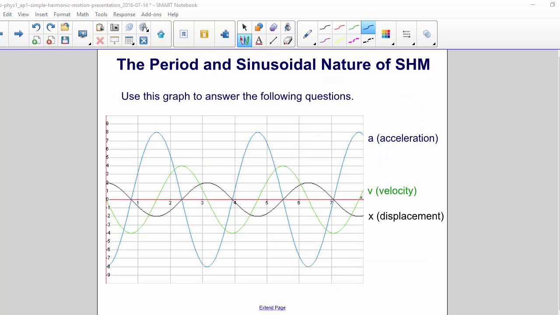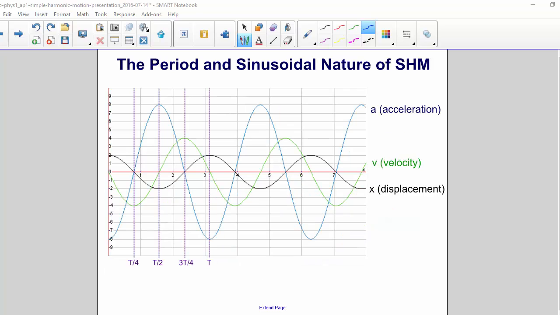Next, you're going to use this graph to answer the following questions. Here it is with a quarter of the period, half of the period, 3/4, and a full period marked off for you.